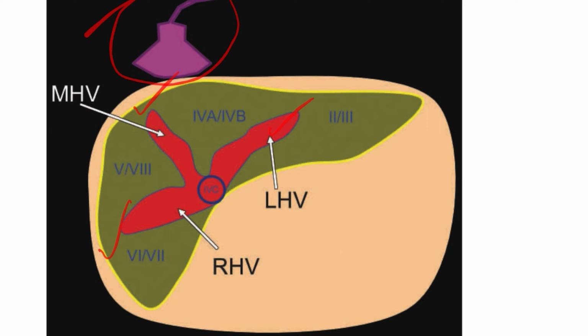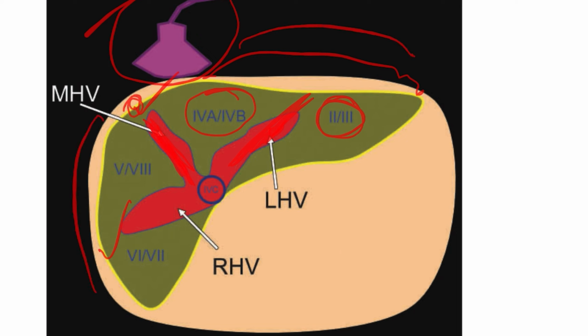So we can see that the left hepatic vein is seen in the left lobe of the liver, which is dividing segment 2 and 3 from segment 4A and 4B in the left lobe. And the middle hepatic vein lies along Cantlie's line, which is an imaginary line between the middle hepatic vein and GB. So this divides the right lobe of the liver and the left lobe of the liver.